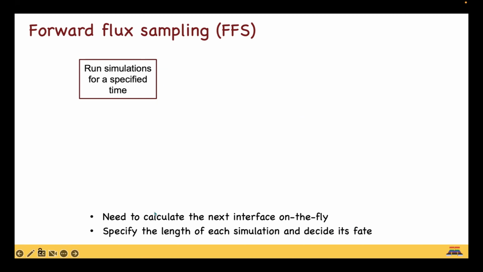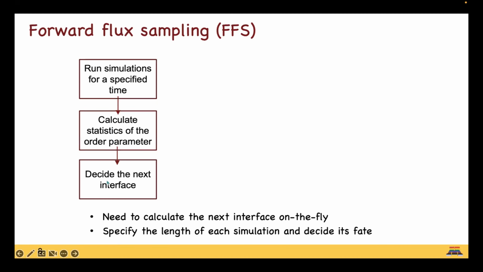So I developed this sort of algorithm here, and this is what we do. We run some simulations for a specified time at a given interface. You calculate the statistics of the order parameter. So I'm going to look at all of the trajectories that I have and create a histogram of the order parameter values that I'm sampling. And then based on that, I'm going to decide the next interface. So now we are deciding the interfaces on the fly. I'm going to decide it based on saying I want enough configurations at the next interface, but I don't want to place it too close or too far, right? So this is what allows me to do that. What counts as enough configurations at an interface is a parameter you have to decide based on your system.